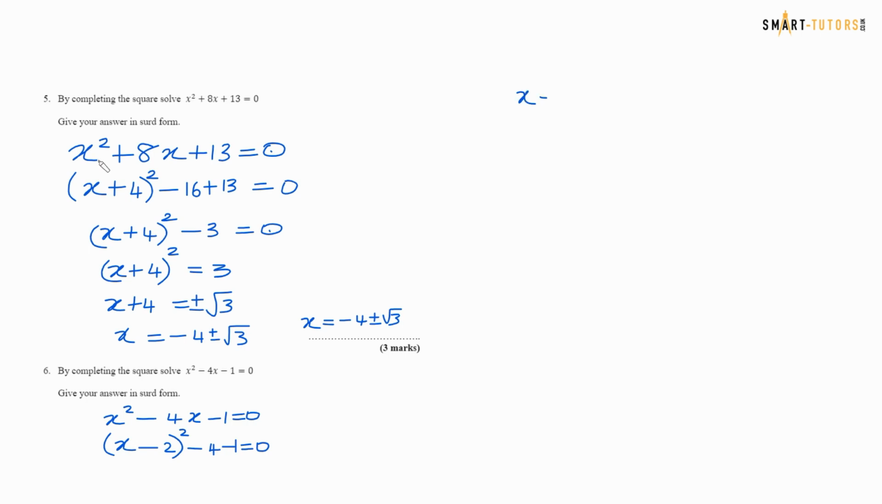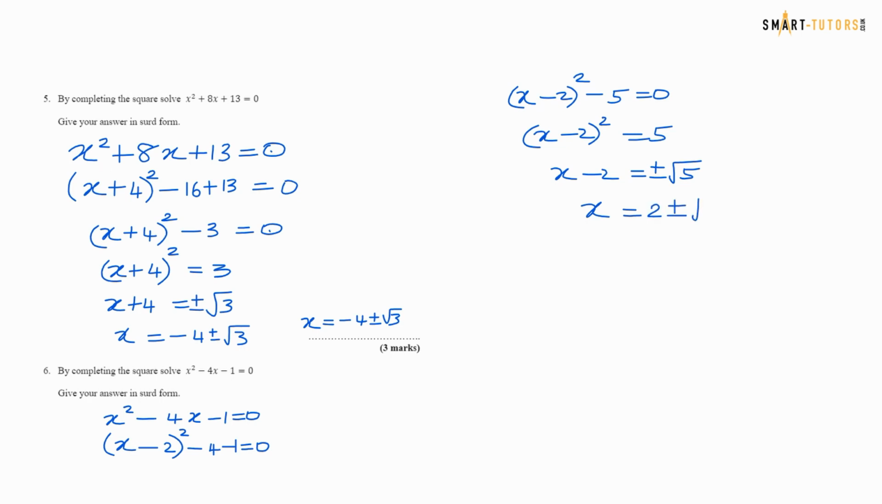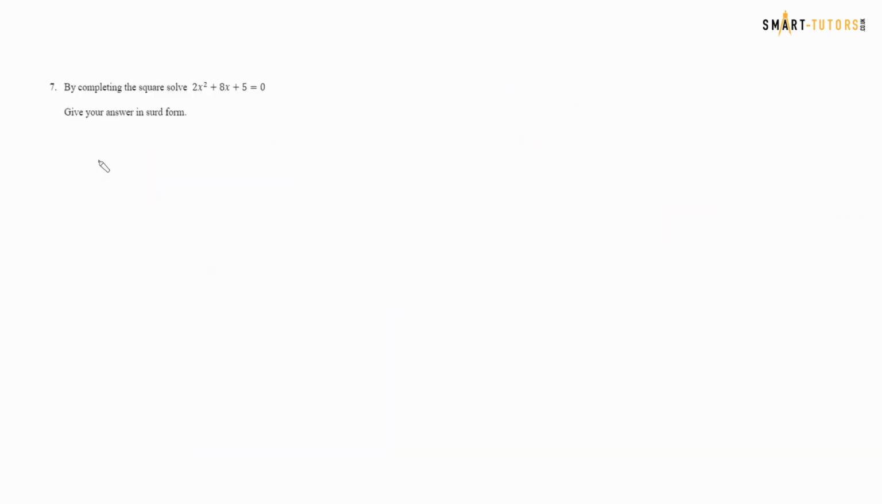Then x minus 2 whole thing squared minus 5 equals 0. So x minus 2 whole thing squared equals 5. So x minus 2 equals plus or minus root 5. So x equals minus 2 coming the other side is plus 2, plus or minus root 5. So that is the answer for question number 6. Let's go to question number 7.